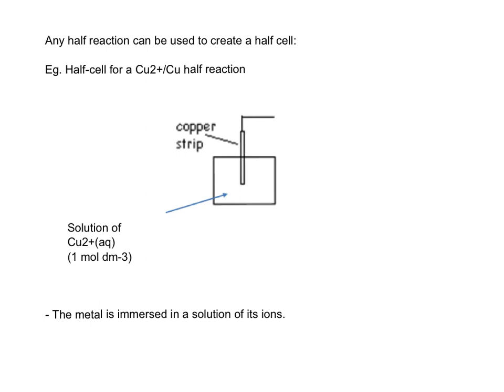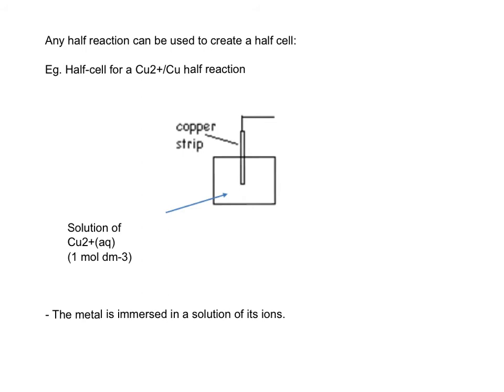Now, if we consider what other types of half cell we might want to connect to this standard hydrogen electrode so that we can measure the standard electrode potential. So any half reaction can be used to create a half cell. So for example, at the top of page 17, we've got this example, and this is the one that we're probably most used to. It's the one that we have been talking about the most.